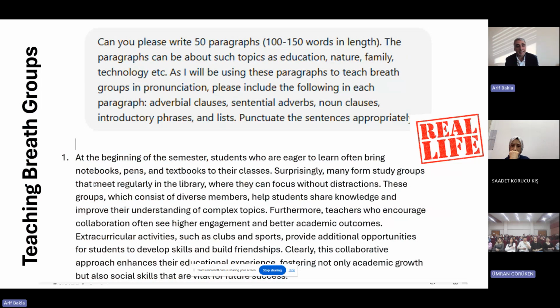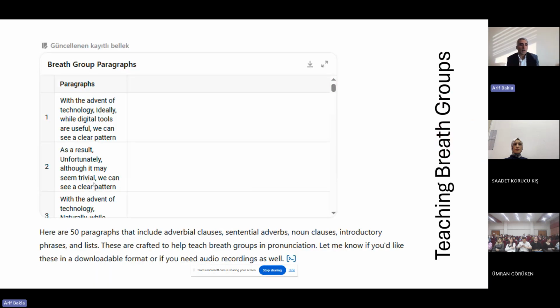Students were readily practicing these paragraphs because, for example, at the beginning of the semester is an introductory phrase. Students who are eager to learn often bring notebooks, pens, textbooks. This is a list. Okay, surprisingly is a sentential adverb. And these types of things were all controlled. And I was able to give my students very, very individualized materials. And they were able to improve their pronunciation and breath groups.